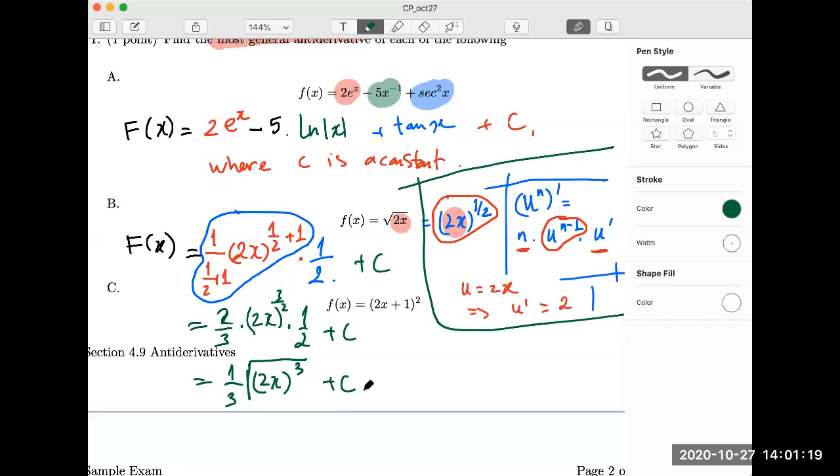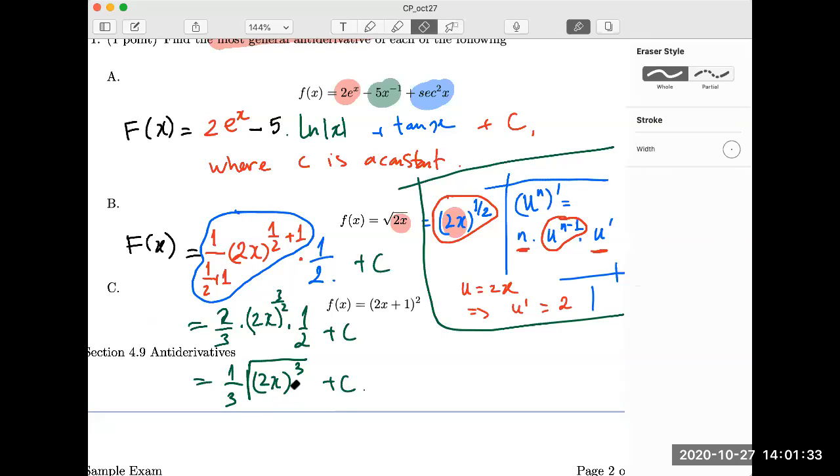Okay. If you're not sure, we can take the derivative of this guy. Double check it, right? If it gives us square root of 2x, then we're good. Okay? For these kinds of problems, the more I explain, the more you will be confused. Just write it down and do it.